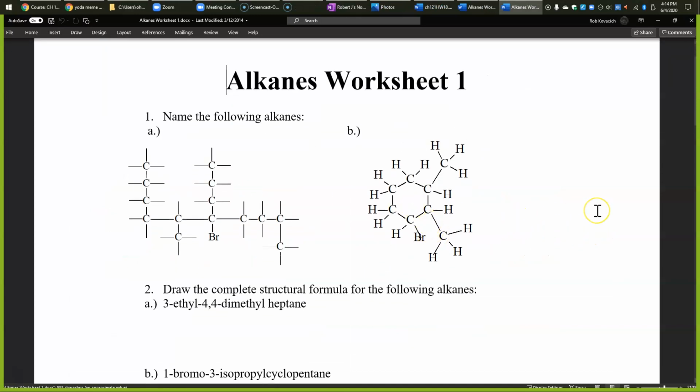So let's name these 2 molecules, number 1A and B.